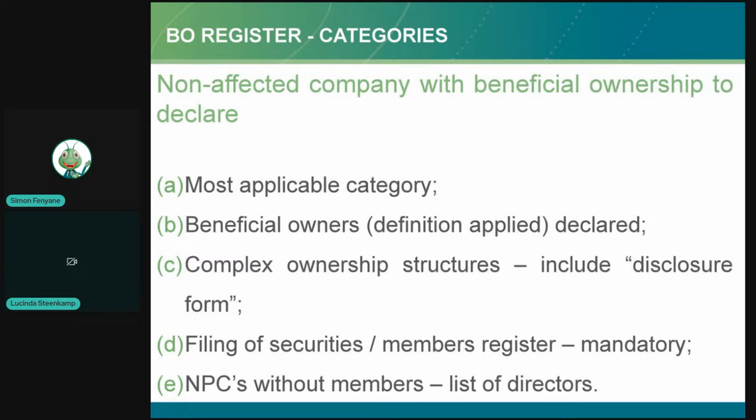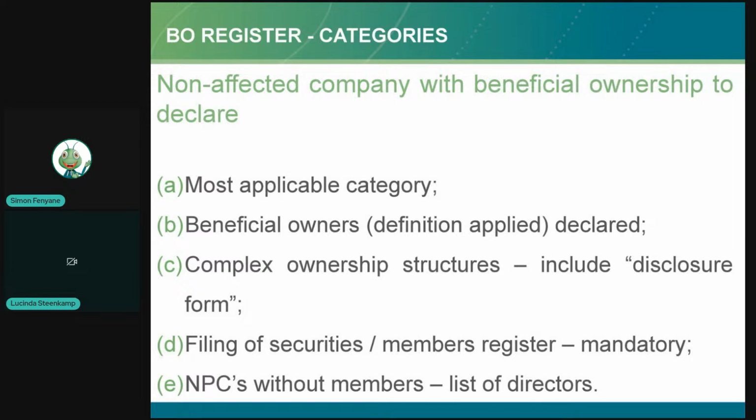So just in short, non-affected companies with beneficial ownership to declare. This is the most applicable category, as I've said. Beneficial owners apply the definition and declare accordingly. Where you have complex ownership structures where there might be juristic persons as part of the ownership structure, then include the disclosure form as an uploaded document and indicate what this complex structure looks like. The disclosure form is no set template. It can be in the form of an organogram, can be in the form of a table, any way that explains to the CIPC what this ownership structure looks like.